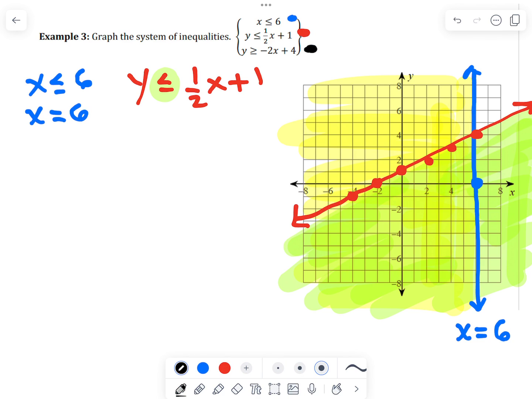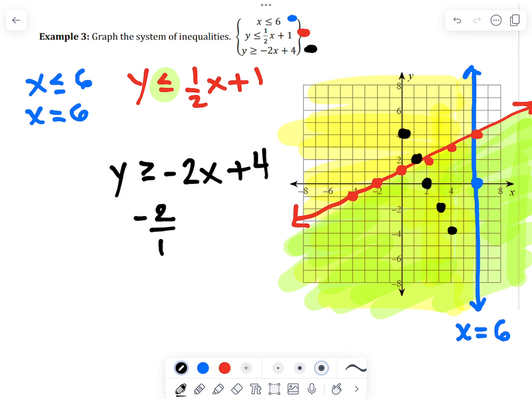The last one, y is greater than or equal to negative 2x plus 4. The y-intercept is 4. The slope is negative 2 over 1. So we're going to go down 2, right 1, down 2, right 1, or up 2, left 1. This also will be another solid line because it equals.